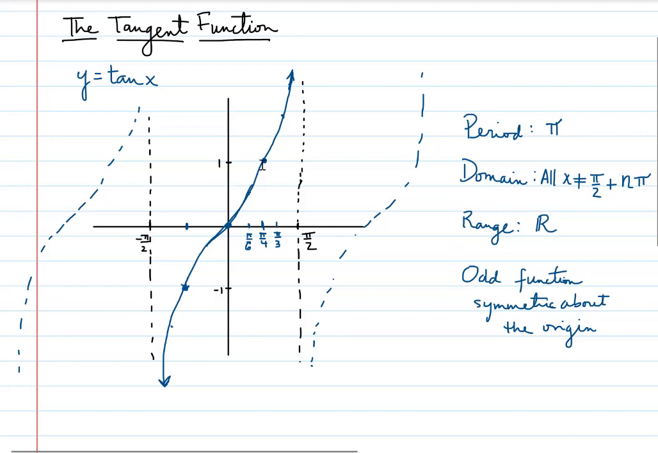Now the range is pretty straightforward because you see that all the y values are covered here. So the range will be all reals, negative infinity to positive infinity. And we can also see the symmetry about the origin here, which makes it an odd function. We already knew this from before. We know that the tangent of negative x is equal to negative tangent of x. We knew that from the even and odd identities. But now we can confirm that with the graph: if we fix the origin and rotate this graph 180 degrees, we'll get the same graph. So this is symmetric about the origin.